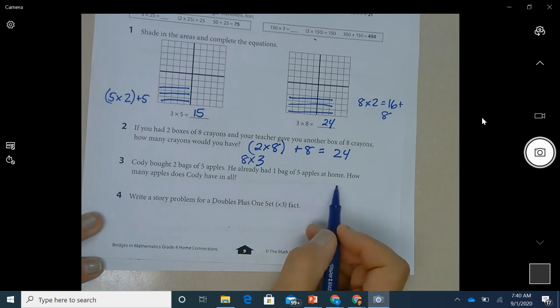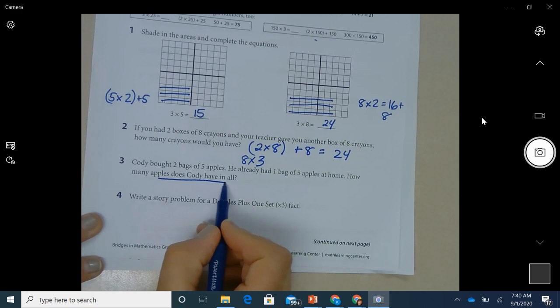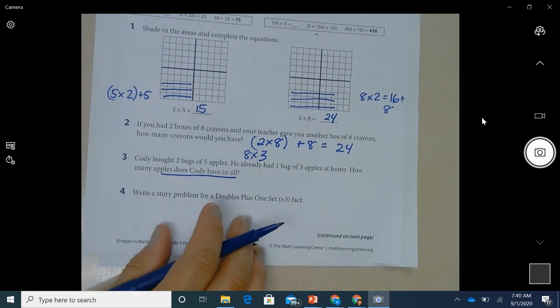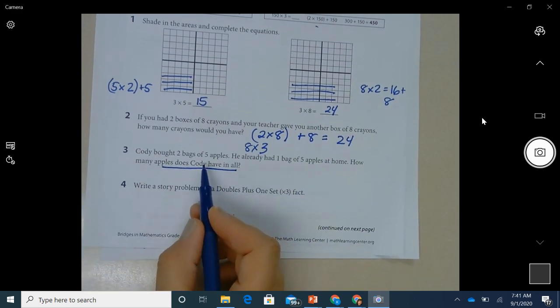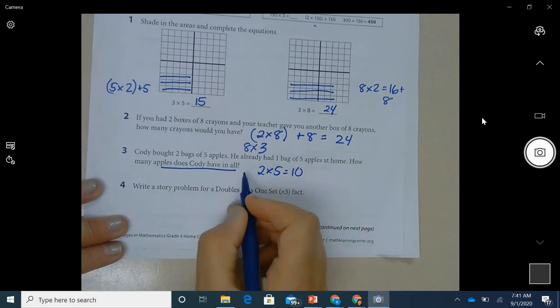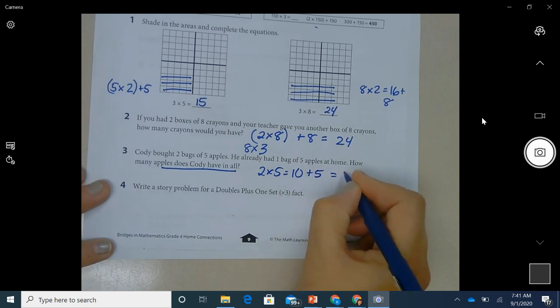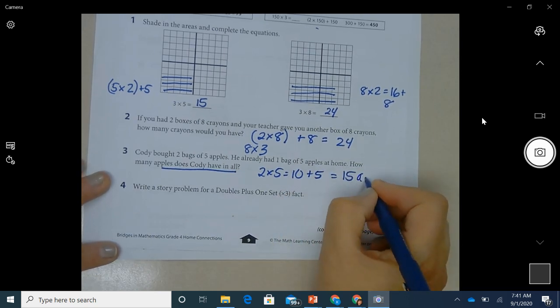And then it says Cody bought 2 bags of 5 apples. He already had 1 bag of 5 apples at home. How many apples does Cody have in all? So he bought 2 bags of 5 apples. So I know 2 times 5 equals 10. And then he already had 1 bag at home. So plus 5 would equal 15 apples.